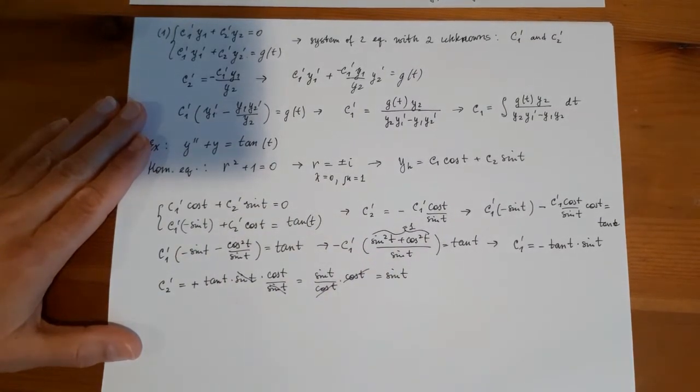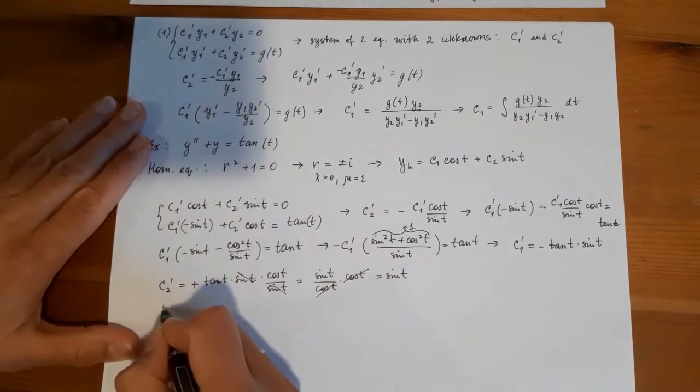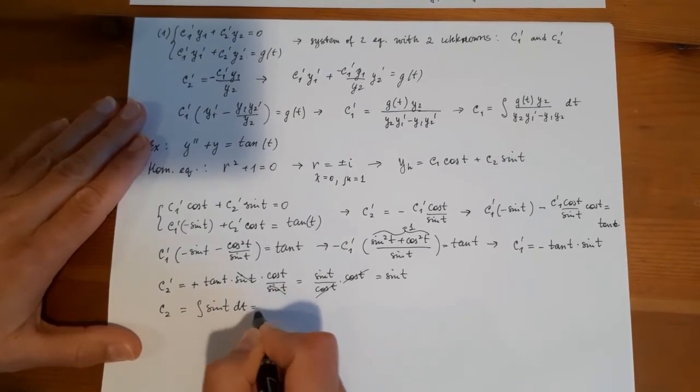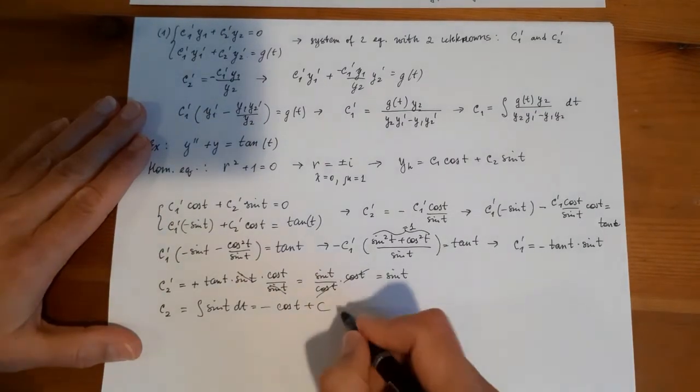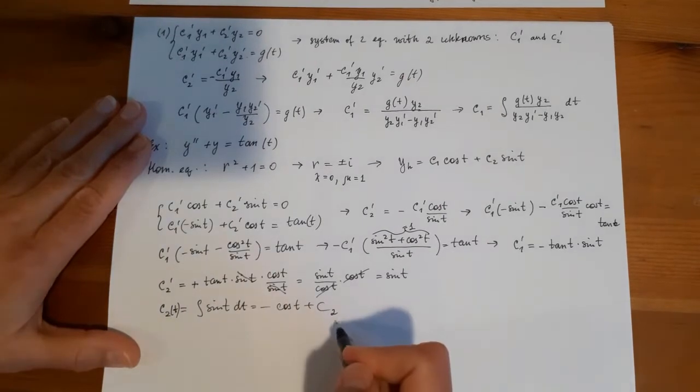Well, actually, I do like C2 to solve for the integral because I'm getting just sine, right? Very easy to integrate. So C2 is the integral of sine of t dt, which is going to give me minus cosine of t plus a constant, which I'm also going to label C2, because this C2 is a function of t, but this C2 is a real constant, right?